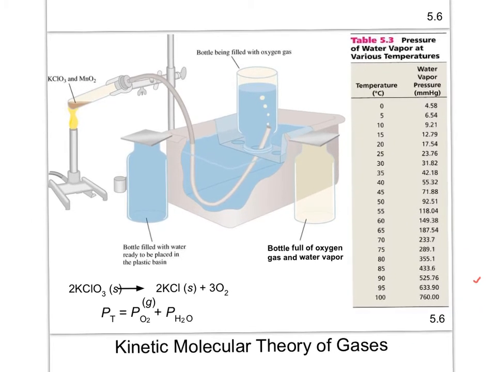We look here at a gas trap. Well, if you're going to produce gas and you want to trap that gas, you can't let it escape into the atmosphere. And so one way in which you can determine how much gas is produced is by using a setup like this. So here's the chemical reaction, right? One of the reasons why potassium chlorate is particularly dangerous is because when you heat it, it produces oxygen, and that oxygen can feed a fire.